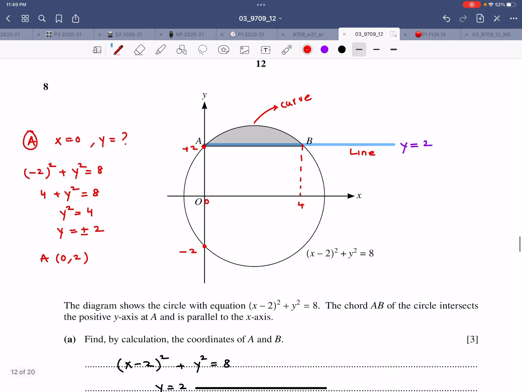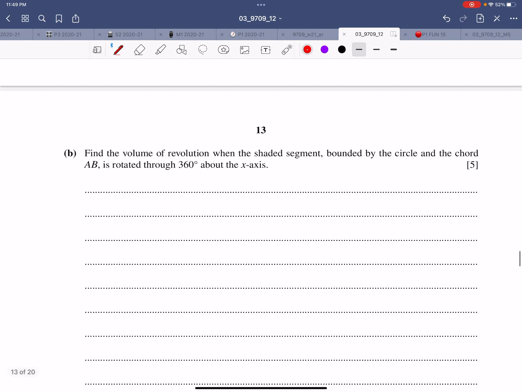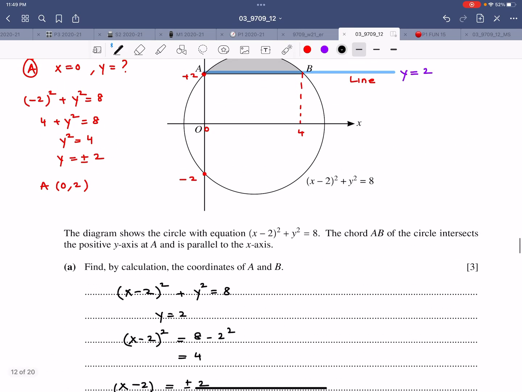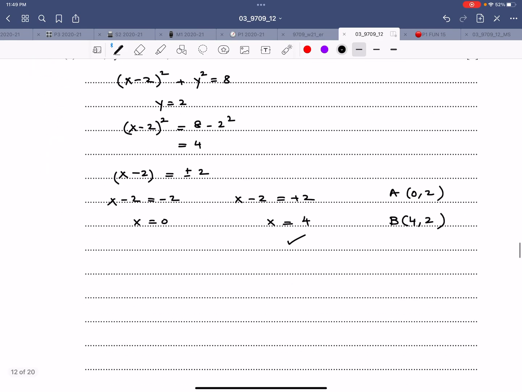So volume under the curve, that is 0 till 4 and something square dx. Volume under the line, that is 0 to 4, that is the equation square dx. Don't forget the pi. y squared is the subject, that is 8 minus (x minus 2) whole square. You can write it like this or you can expand it, that is your choice. So this thing is already squared.